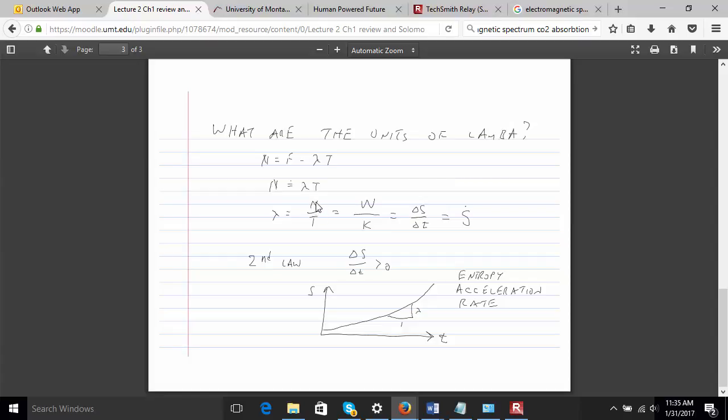And we know that N is measured in watts. As we know, this is a power function. We know that temperature is measured in Kelvin. And as it turns out, and I'll put another step in here because I think it's kind of a leap, watts per Kelvin ends up being the change in entropy over time.